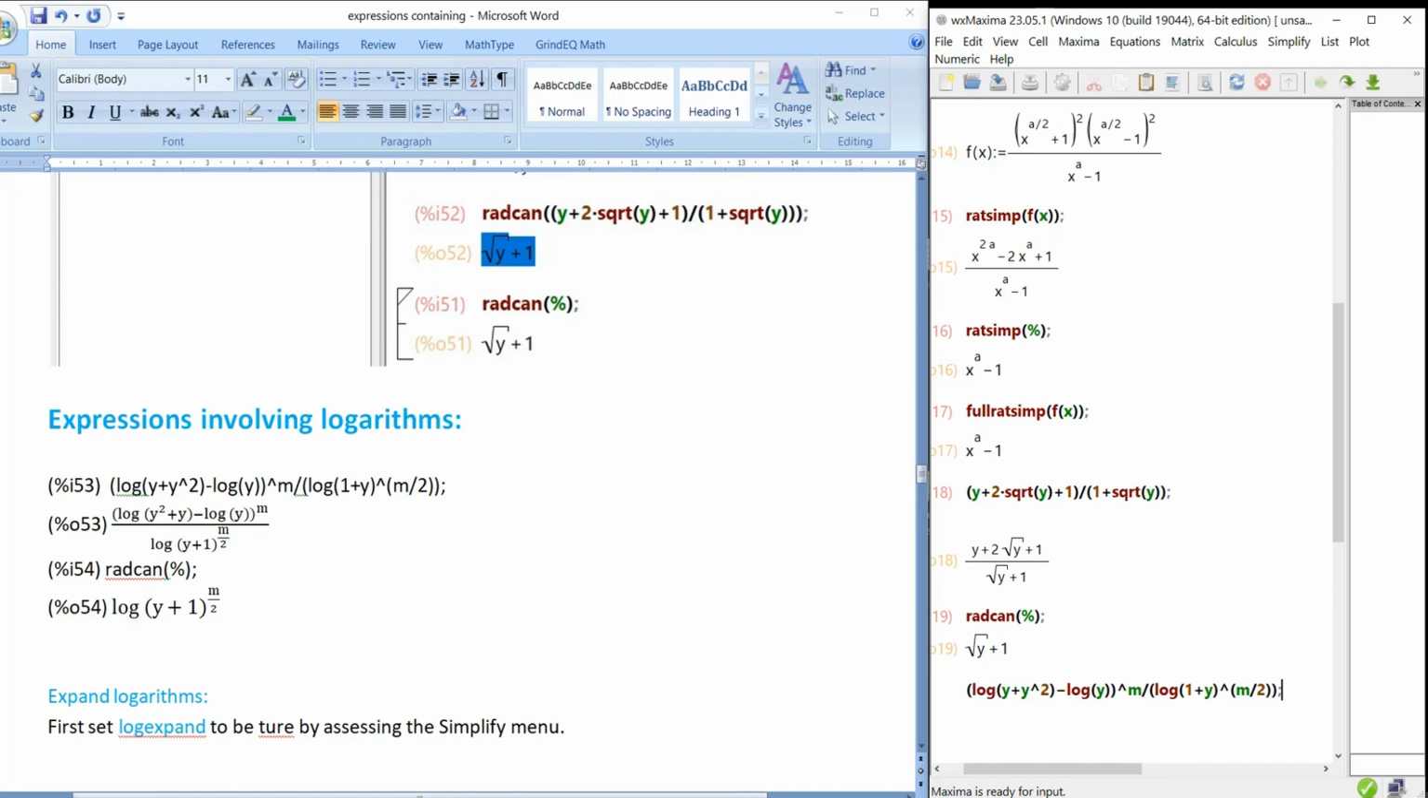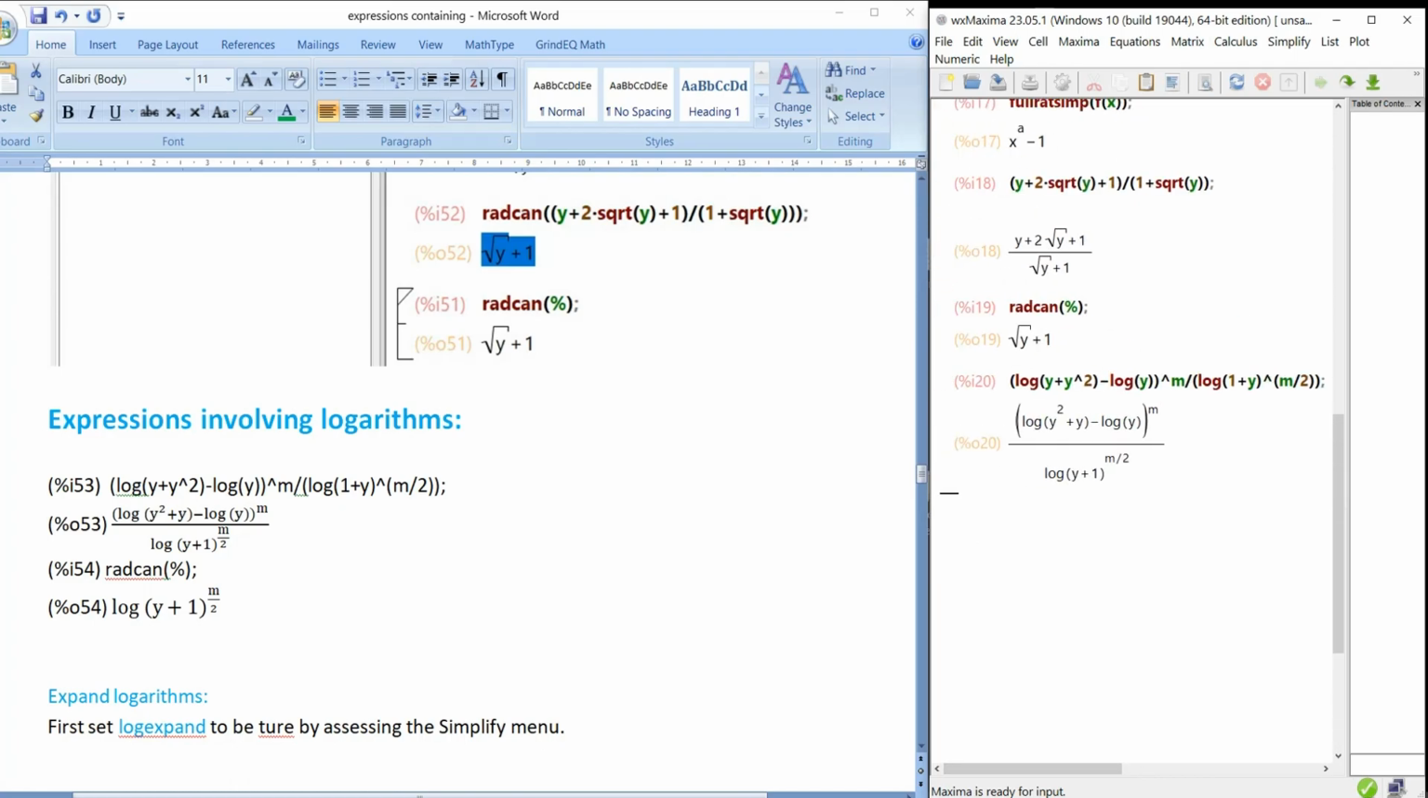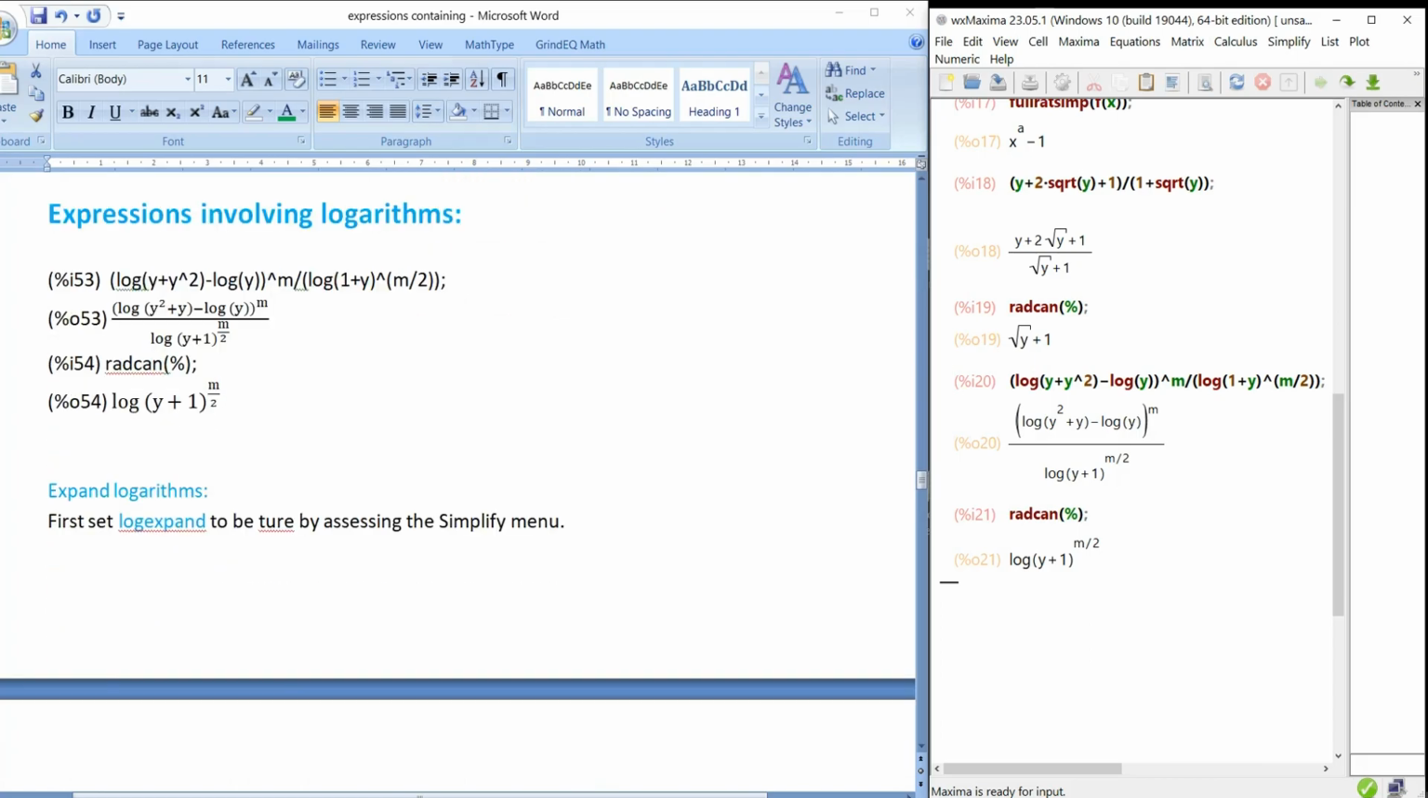Okay, I have written this function and I press shift along with enter key. You can see this is the output function. Okay, I need to simplify it further. For this I apply radcan. Radcan along with percent. Shift enter. This is the final value, logarithm of y plus 1 whole power m by 2. So this is how we simplify the radicals along with the logarithm functions.